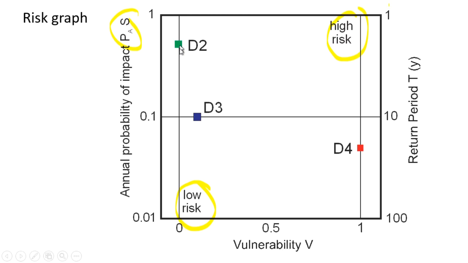For the size D2, we have a vulnerability of 0 and annual probability of impact of 0.5. For the D3, we have a vulnerability of 0.1 and an annual probability of impact of 0.1. For the D4, we have a vulnerability of 1 and an annual probability of impact of 0.05.